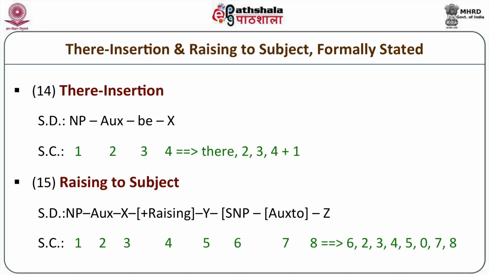Of these 8 factors, the 6th factor, the NP, which is the downstairs subject, becomes the first factor. It goes to the position of the first factor, and that's all that happens. So 1 through 8 turns into 6, 2, 3, 4, 5, 0, 7, 8. Since no copy is left of the raised subject, it completely vacates the downstairs position.